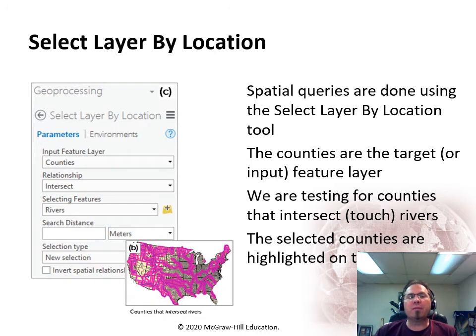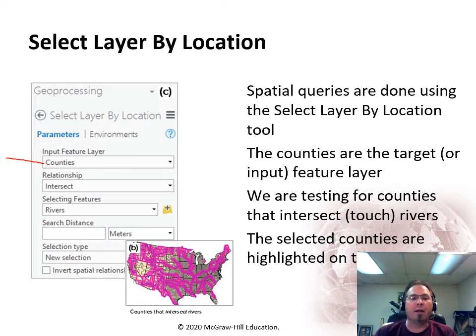You do these with what's called the select layer by location tool. That's how you execute spatial queries. It's the select layer by location tool in the geoprocessing pane. So we put in our target layer, our input feature layer. Whatever you put in that first drop down menu is what's going to be highlighted on your screen. So that's what we want back.